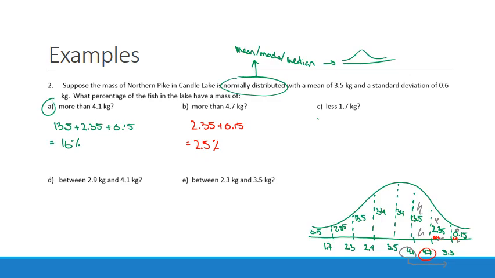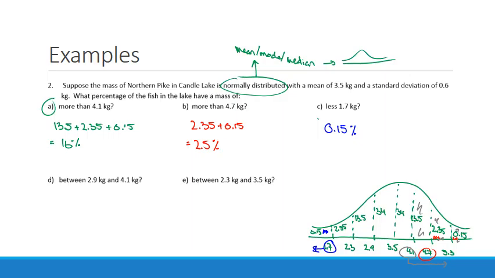How about less than 1.7 kilograms? Well, there's 1.7. Less than that means we're going this way, so I'm just worrying about that one. 0.15% of fish will be less than 1.7, so a very small amount.